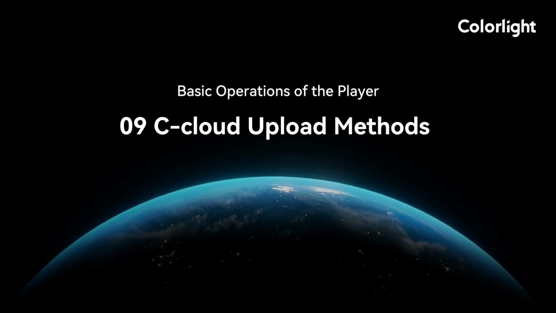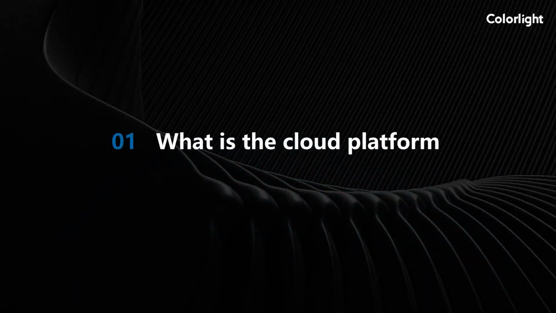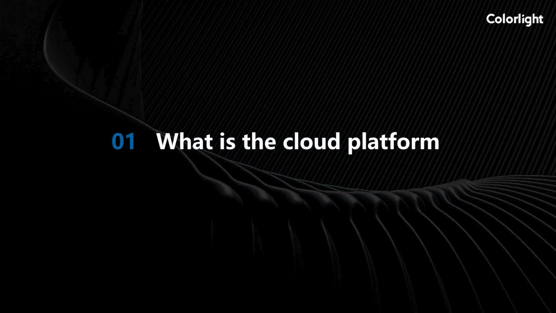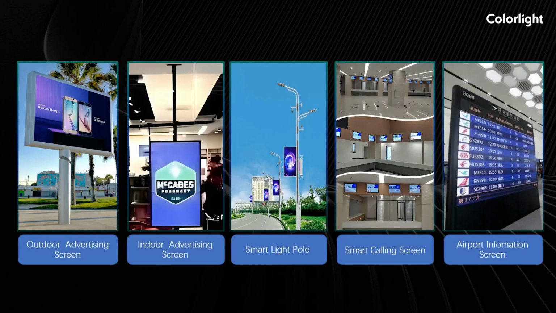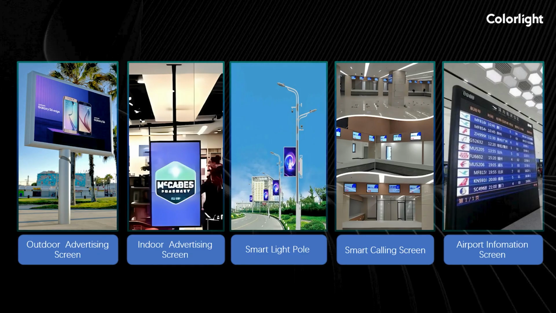This video will walk you through the methods to connect your player to the cloud. Before we begin, get to know the definition of the cloud platform. Colorlight Cloud is a cloud-based remote management system designed for multiple scenarios, enabling real-time screen monitoring, program publishing, and more.